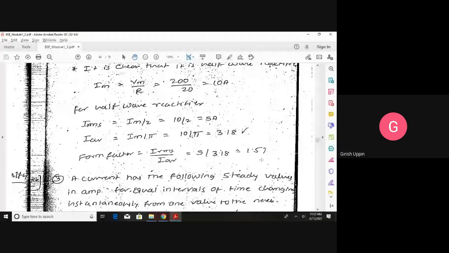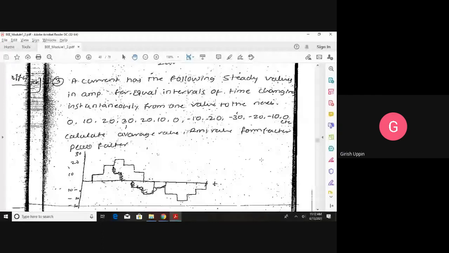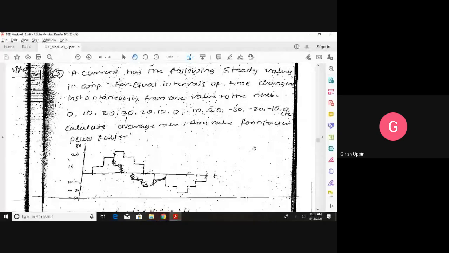Okay, next problem. This is the current waveform they have given. The current has the following steady values in amperes for equal intervals of time, changing instantaneously from one value to the next. You can see here these time intervals are exactly the same. That is what the problem says. Then the current is changing like this.